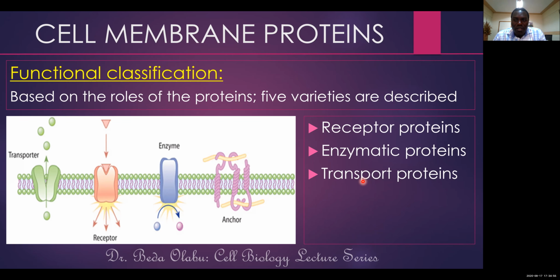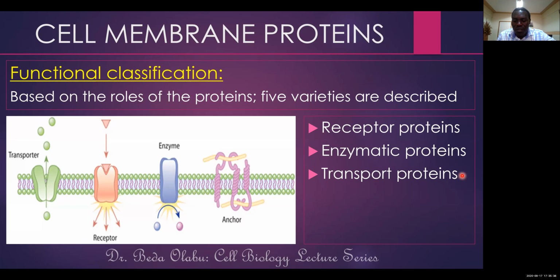Those are ion channels. Ion channels are different from what we call carrier proteins. Carrier proteins also transport molecules. They may not necessarily be ion channels, but they transport molecules as well. So there are two categories of transport proteins. There are those that we call ion channels, and then those that we call carrier proteins. I'll be showing you examples of carrier proteins shortly.